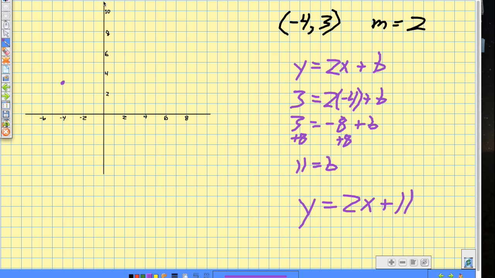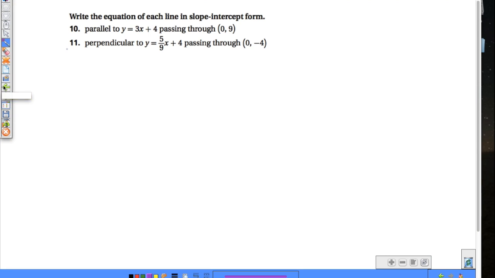Wow, my intercept's going to be way up here at 11, isn't it? That's what it looked like. Okay, I missed the point. You get my point, though. I'll come back to this in a second.